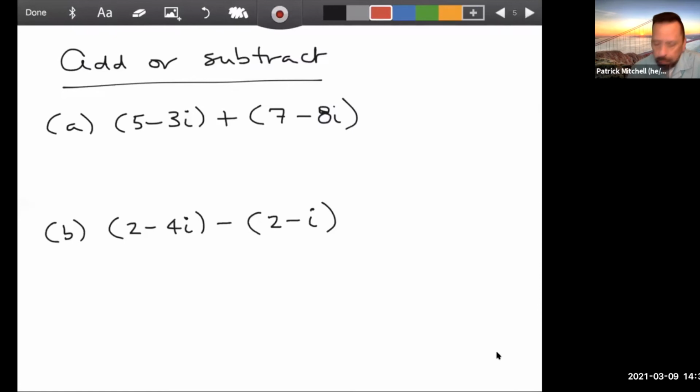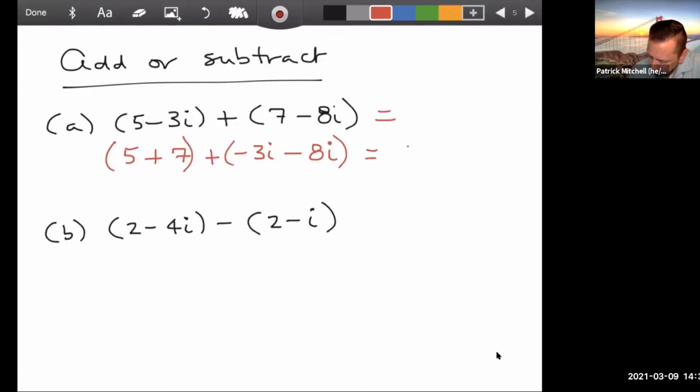And here we go. So first we have 5 minus 3i plus 7 minus 8i. Nothing tricky about this at all because it's addition. I really don't need the parentheses. So you can just put the real parts together. The real parts are the 5 and the 7. And then you can put the imaginary parts together. That's the negative 3i and the minus 8i. Okay, I really don't have to group them like that. I'm doing it hoping that it might make it a little more clear what I'm doing.